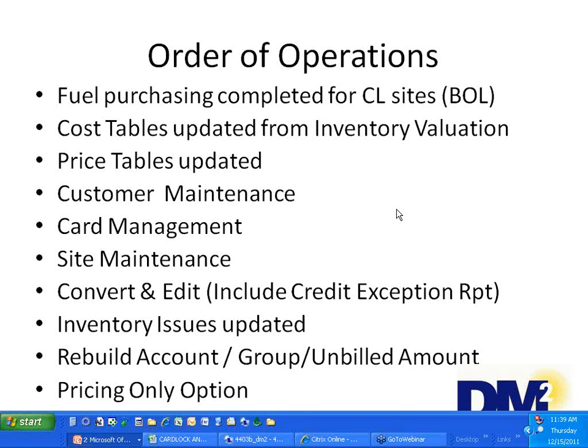So if my Cardlock sites are updated, I've got my valuation report from inventory, now I can put those costs into my cost tables, and my cost tables have the right actual average cost for that day. Then my next step is to update my price tables based on whatever your formula is. You may have a table that's based on cost plus. So now that your cost table is updated, you know what to do with those. So you're going to update your price tables.